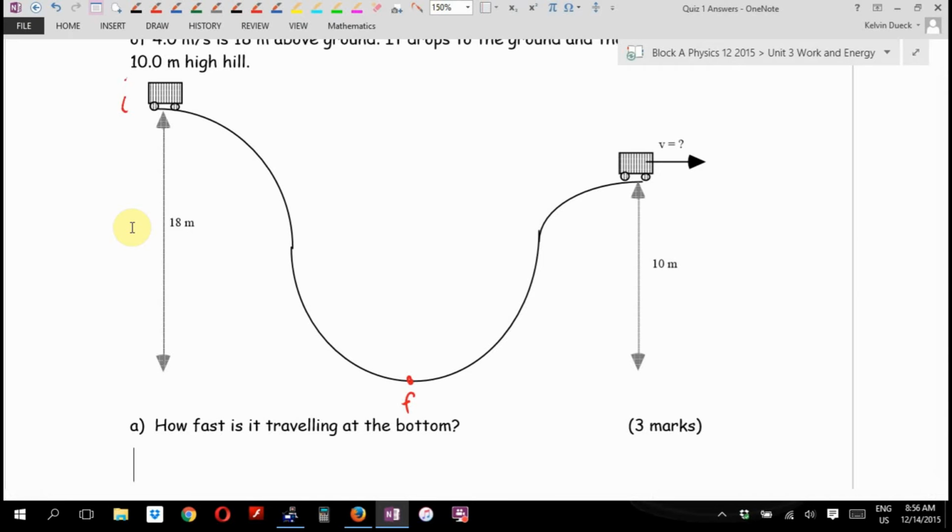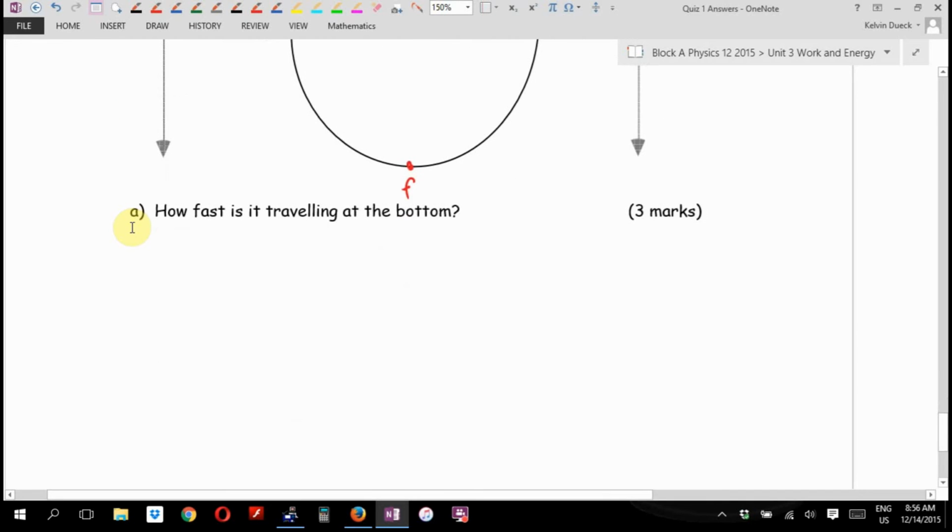You know what this is a job for? The law of conservation of energy, right? Plus, Mr. Dewick, equals. Plus heat. Oh, no heat. Are any of these 0?